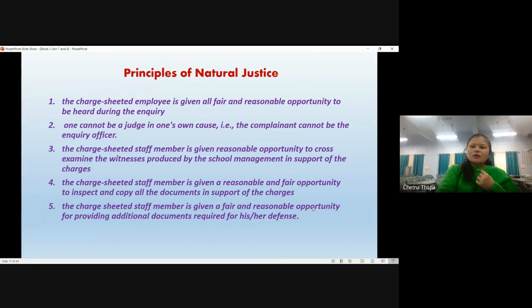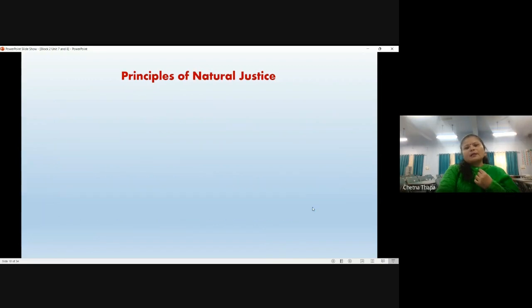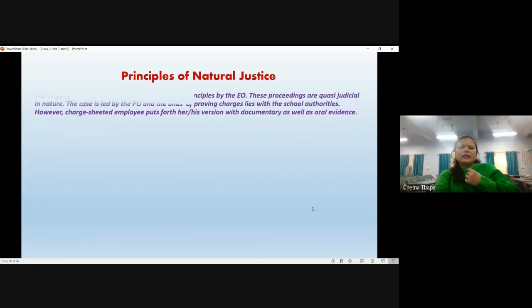If he wants certain documents which will help him in defending the case, then the charge sheeted staff member should be provided an opportunity to submit those documents. Now, the various principles of natural justice include that the inquiry should be in accordance with the above principles by the EO. Whatever principles we have discussed in the previous slide, the inquiry should be held in accordance with them, and the proceedings are quasi judicial in nature.